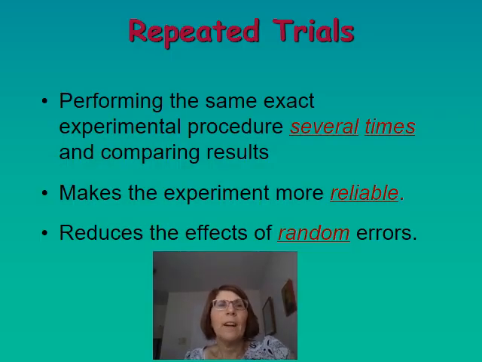So repeated trials: we always want to do more than one trial. Ideally, we would want to do it 3 times. This reduces random errors. Unfortunately, we usually do not have time to do 3 trials, so we usually end up only doing it once. But in an ideal situation, we would do it 3 times.